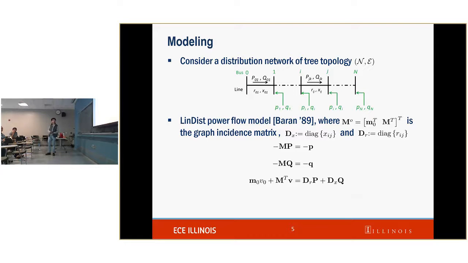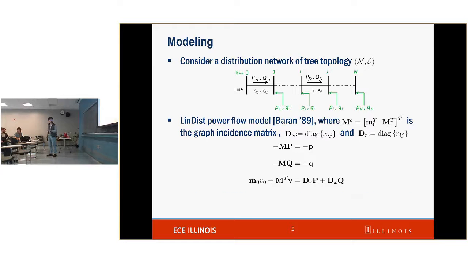So to start with, we introduce the modeling for the power network first. This is just a distribution network. We consider it as a tree topology. The bus zero here is what we call the feeder. And we use the LinDistFlow power flow model, and we write it out in a more compact form. The capital P here captures the branch real power, and the small p here is the vector of real power injection. The same convention holds for the Q here. And the V is the vector of voltage magnitude at all the buses. And the D_R and D_X capture the line resistance and reactance of the system.